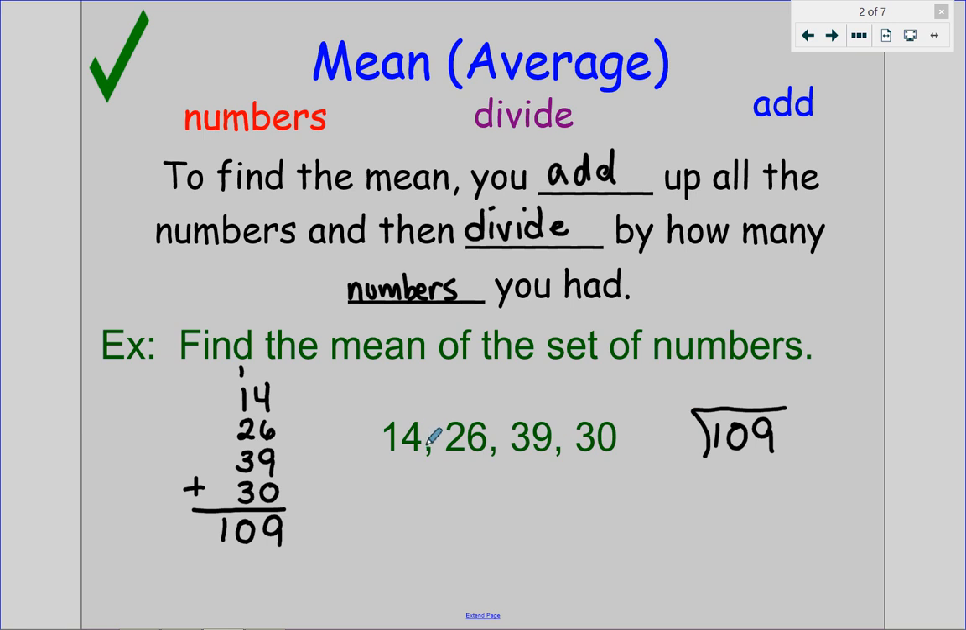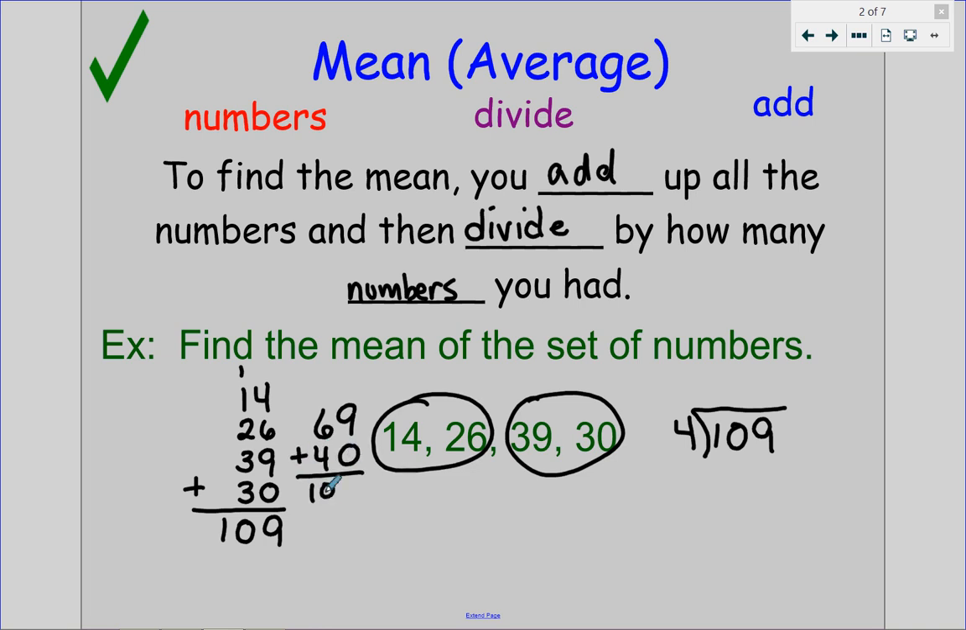Now I divide by the number of numbers I added up. 1, 2, 3, 4. There's 4 original numbers in this set of data. Don't get that confused with if you decide to add these two up and get 69, and then add these two up and get 40, and then you add these up, you get 109. It's the same, but I'm not dividing by 2. I had 4 original numbers. That has to be the number that we put outside there, because in the set of data, there's 4 numbers.